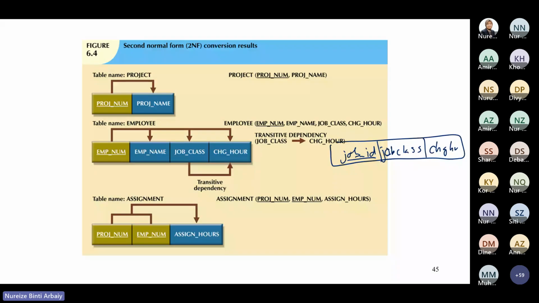But in the solution from this book, they provide another solution. They just put the job class and charge hour into the employee table, and they create a new table named assignment. In assignment, they take the two primary keys, project number combined with employee number, and give assigned hours.